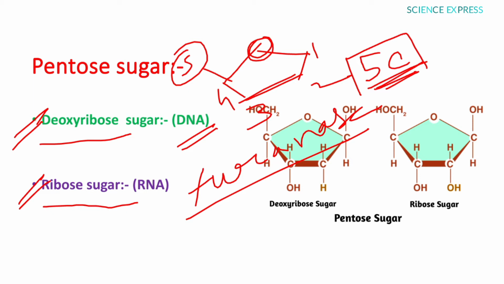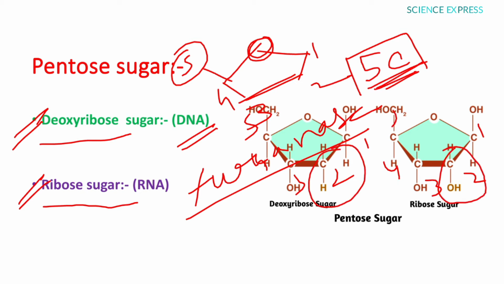In the picture we can see that deoxyribose and ribose differ at the second carbon. Here are the first, second, third, fourth and fifth carbons. At the second carbon, in ribose sugar there is a hydroxyl group present, but in deoxyribose sugar there is no hydroxyl group. That is why it is called deoxyribose sugar.